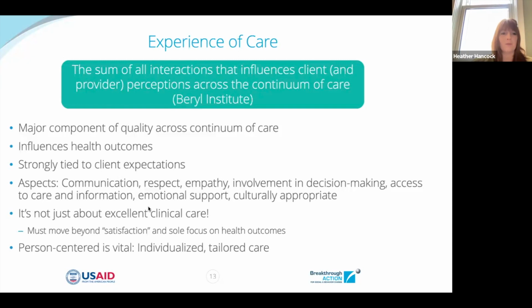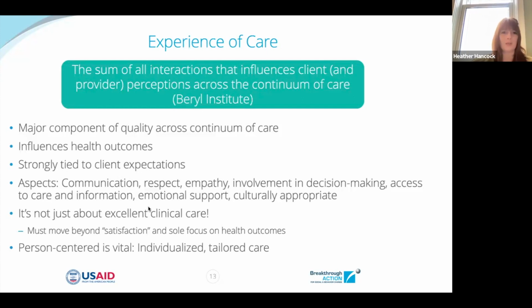And while provider competence and adherence to clinical protocols is important, experience of care really highlights this idea that we need to focus on more than just excellent clinical care and positive health outcomes. We really have to consider, how does the patient experience that care that they're receiving?